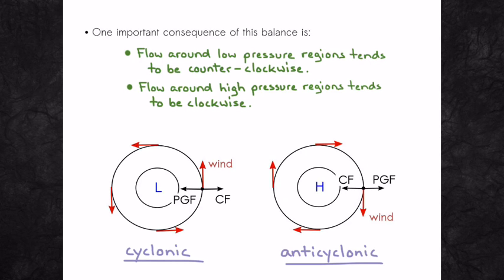So the end result is that around cyclones and anticyclones, the winds tend to circulate around them, and the direction of the circulation is such that around a cyclone, you tend to get counterclockwise, and around an anticyclone, you tend to get clockwise circulation.